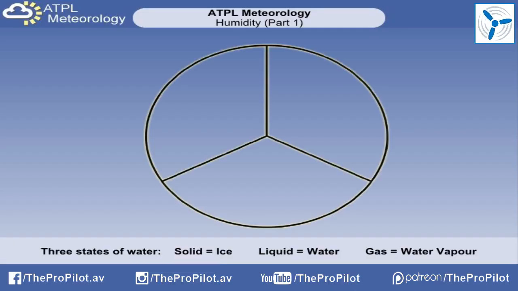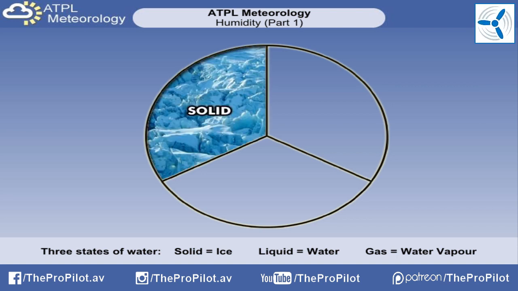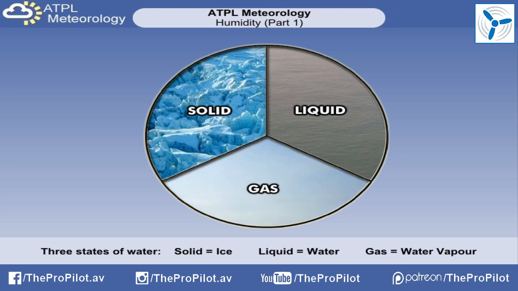Through this lesson we are going to look at humidity, and in particular, issues surrounding water vapour. The substance of water has three well-known states or phases. The solid state, called ice, the liquid phase, simply called water, and finally the gaseous state, called water vapour, which of course we usually cannot see.